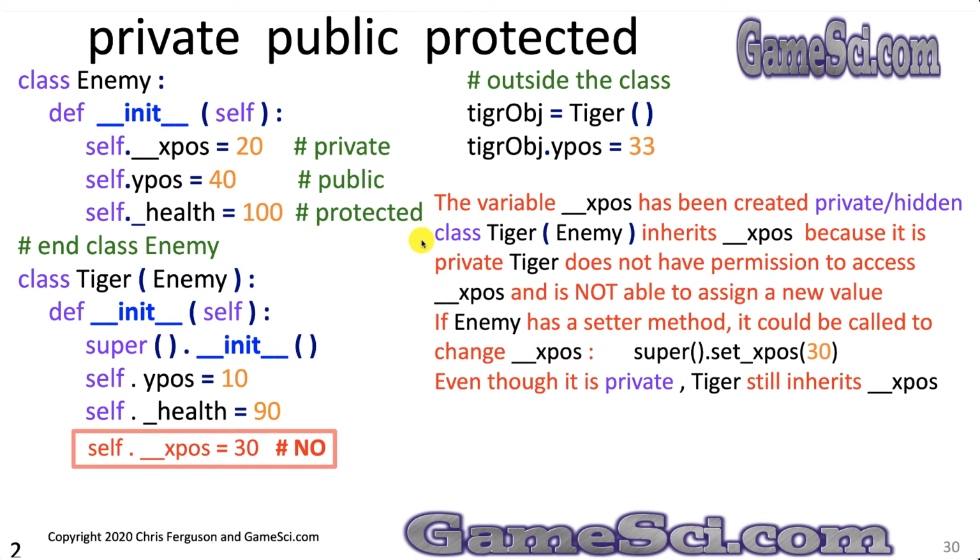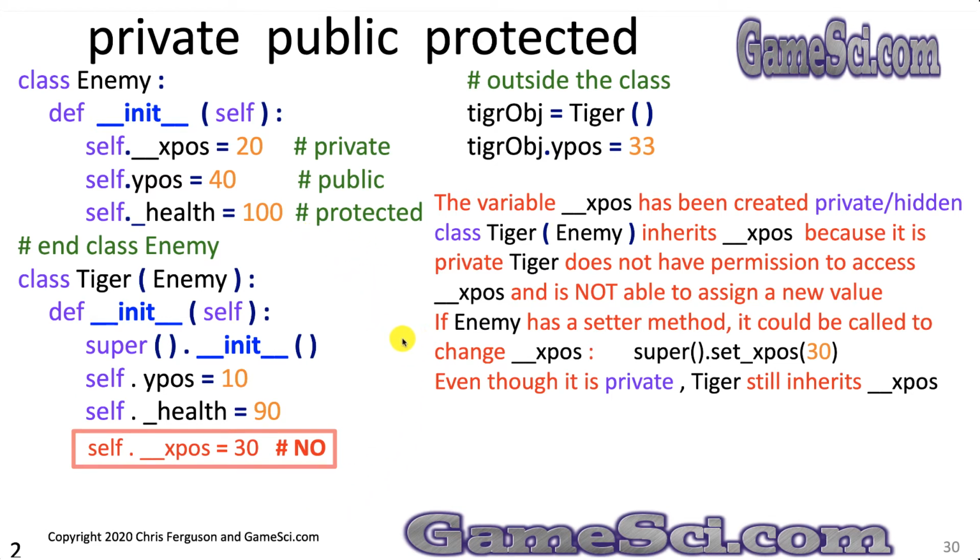The class Tiger inherits the __xpos variable. Because it's private though, Tiger does not have permission to access __xpos. It is not able to assign a new value. This is something you cannot do in the subclass. You cannot go up to the x position variable, even though Tiger inherits it, even though it's part of the Tiger object, you cannot directly change the value of xpos.